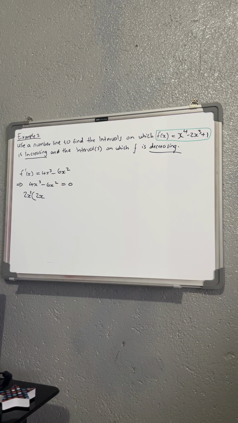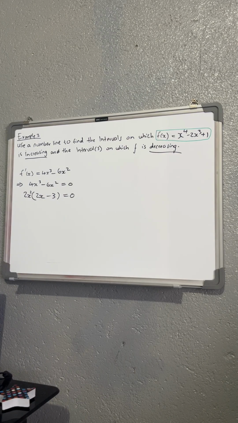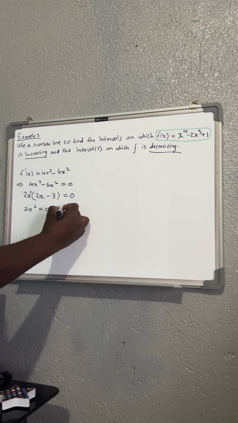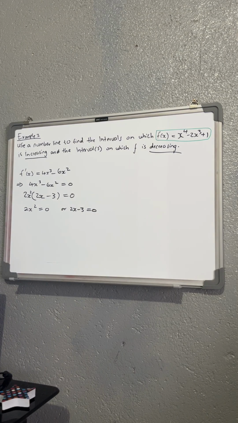Yeah, 2x squared. So 2x squared multiplied by 2x is going to give me 4x cubed. For the other term, I will just write 3, then this should be equal to 0. So just to confirm, this will give us 4x cubed, then this will give us 6x squared. So it means now we're on the right track. So we will have 2x squared equal to 0, or 2x minus 3 equal to 0.